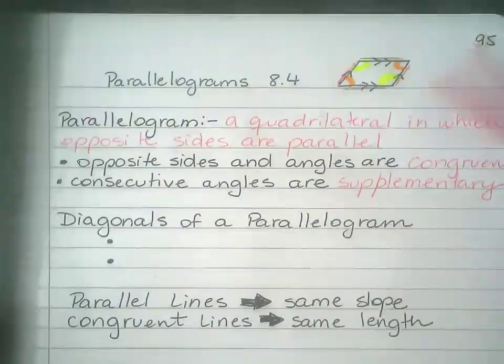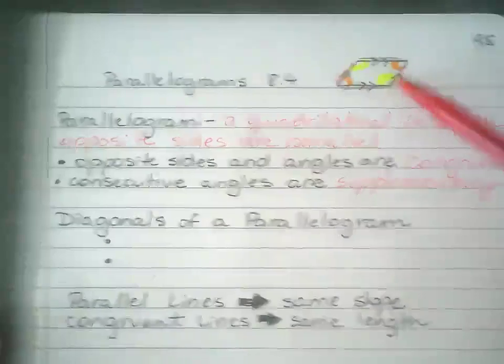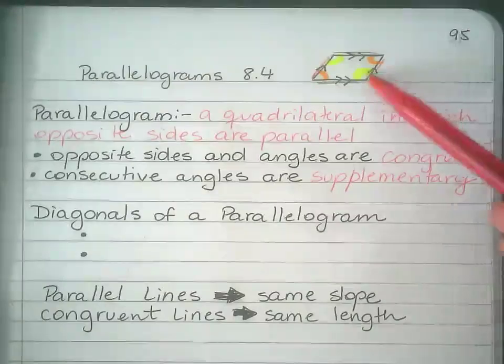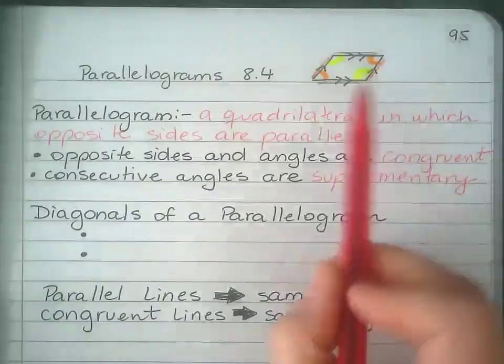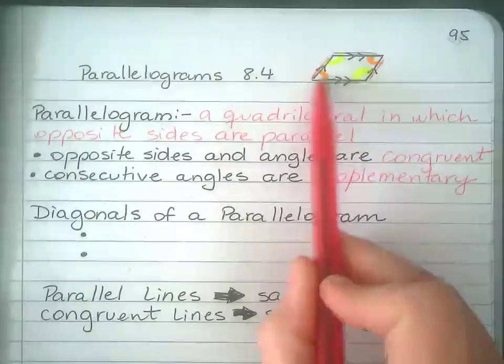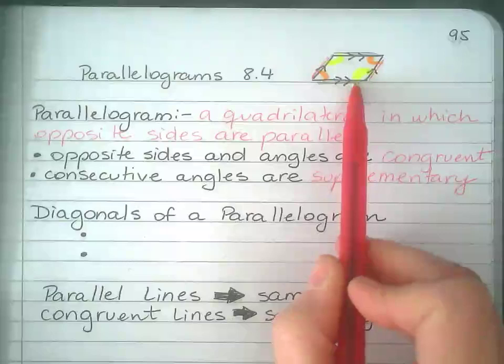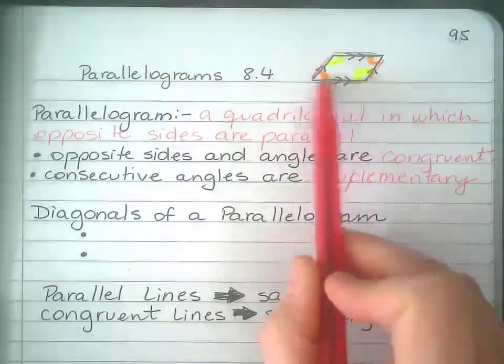Now, consecutive angles are supplementary. Remember, supplementary is two angles that add up to 180 degrees. So these guys are consecutive. They're supplementary angles. These guys are consecutive angles. They're supplementary. They add up to 180.